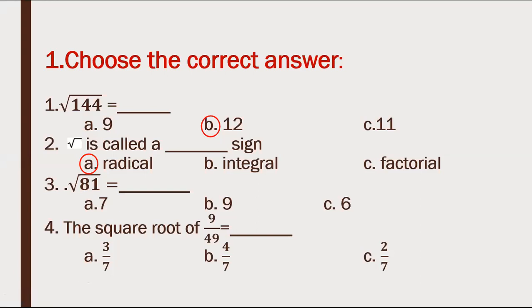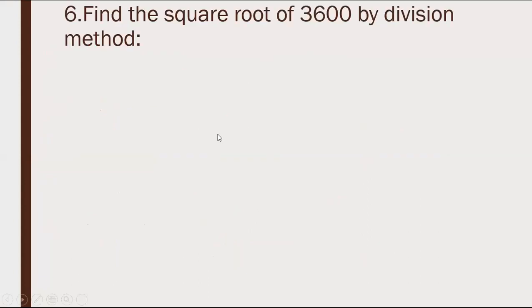Very good, students. The answer of question number 3. Abdullah, yes, you are right. Yes, Vanya, absolutely right. Aisha, yes, you are right. The answer of question number 3 is 9. And question number 4 answer is A. Absolutely correct. So the square root of 9 upon 49 is 3 over 7.